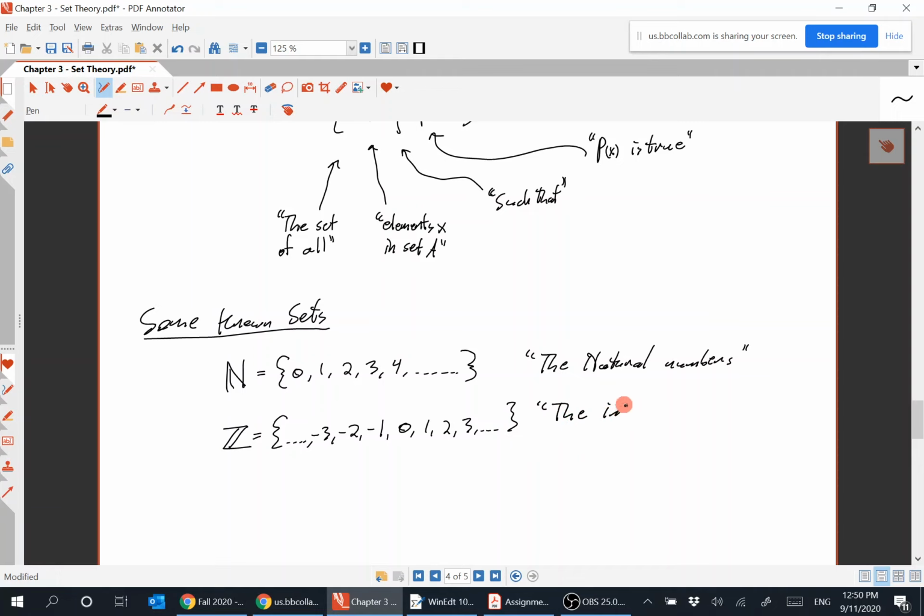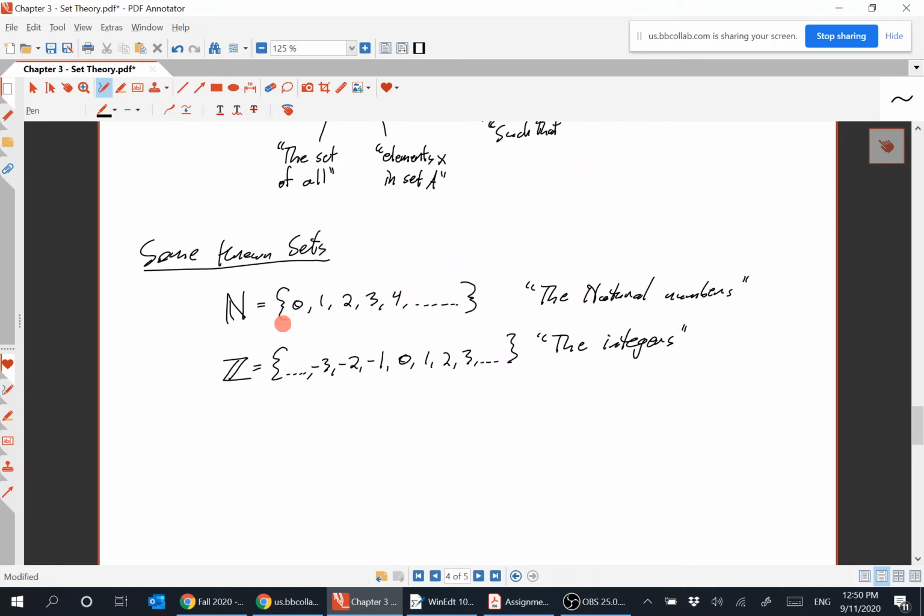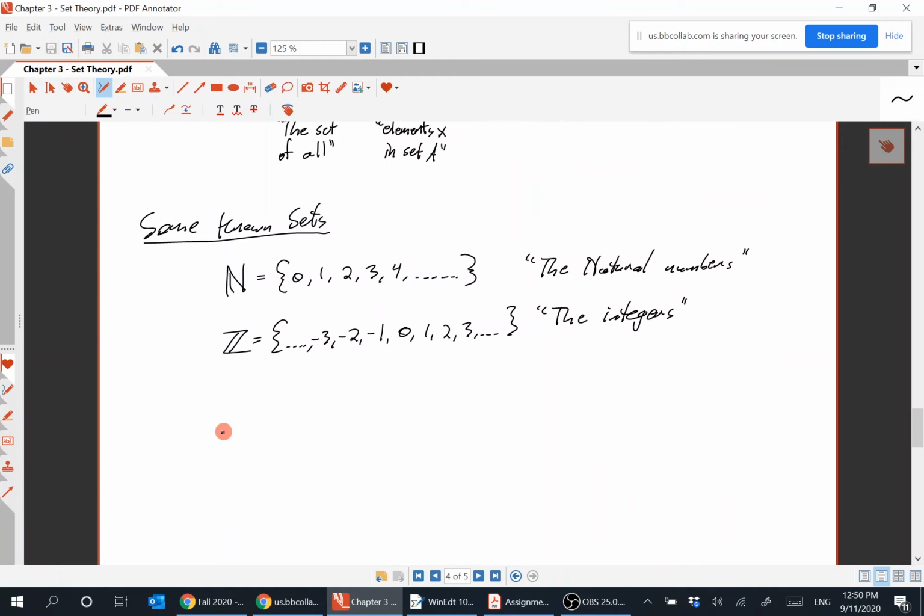The integers, the Z comes from the German word Zahlen. And there's also Z plus. So I use N to have the 0 because Z plus would be the positive integers.